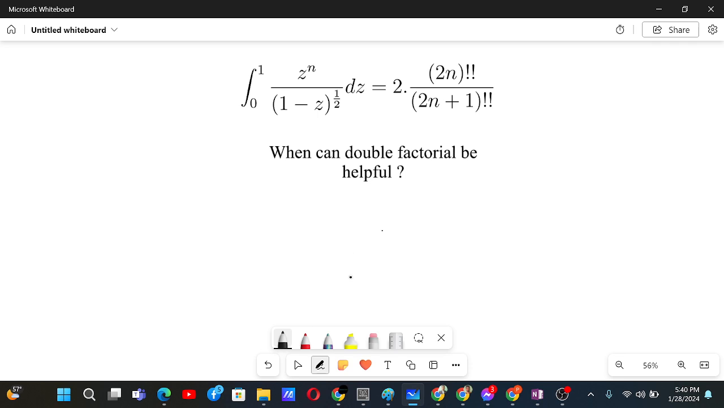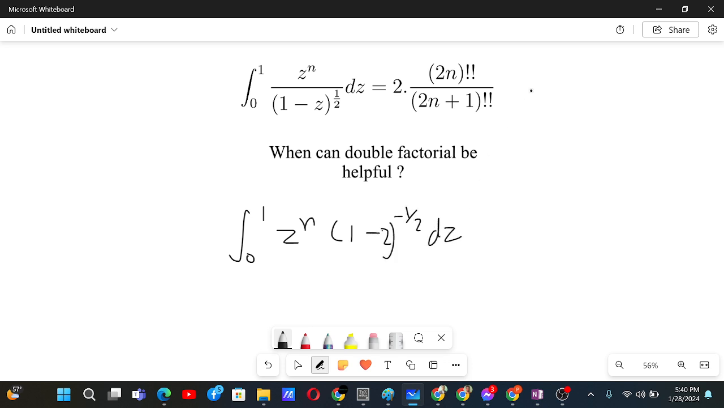When can double factorial be helpful? In this video, I'm going to solve a pretty easy integral, by the way, and try to show how double factorial can sometimes be helpful to synthesize the information. To solve this integral, we can use the beta gamma function. And it's easy, by the way.